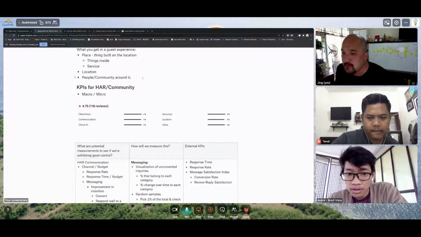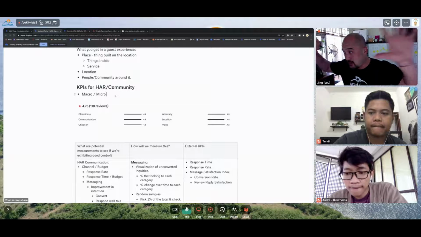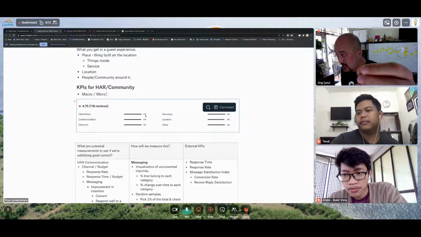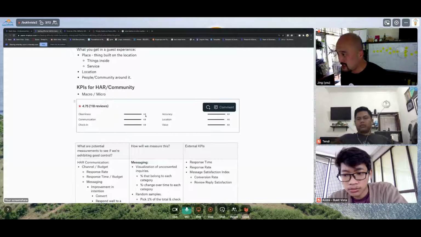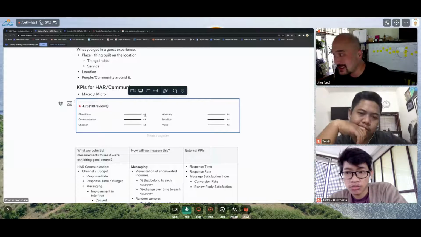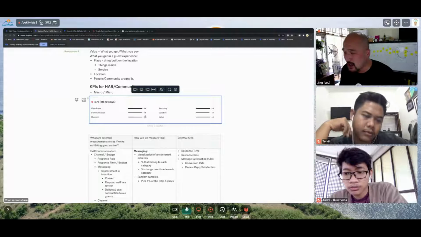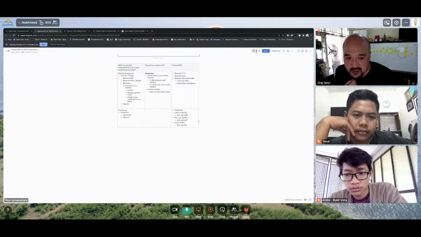Okay, so a macro KPI is essentially the KPI that is posted up right here, on Airbnb. And a micro KPI is how you are going to create a program to deliver that KPI, and what you are going to measure along the way to see if that is successful. So let's say, for example, cleanliness. You have a macro KPI, that's your overall cleanliness score. But let's say you're working in community, then you have micro KPIs inside that.